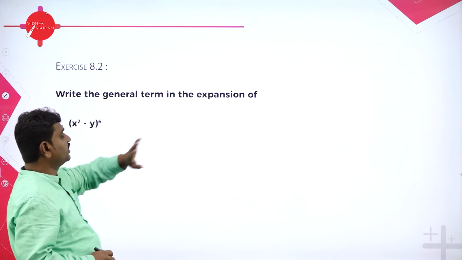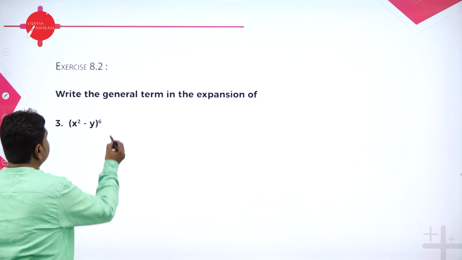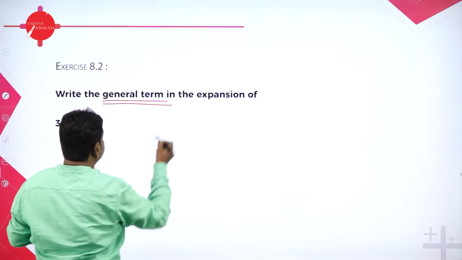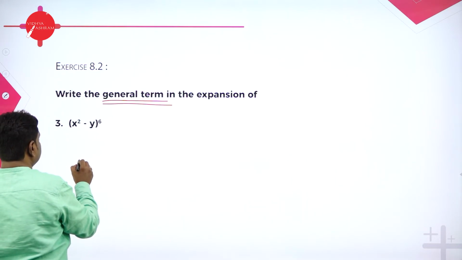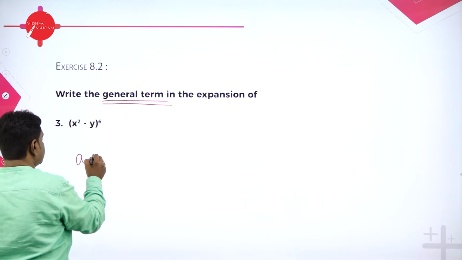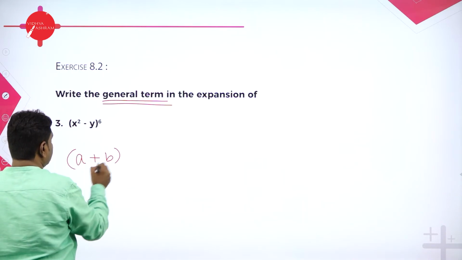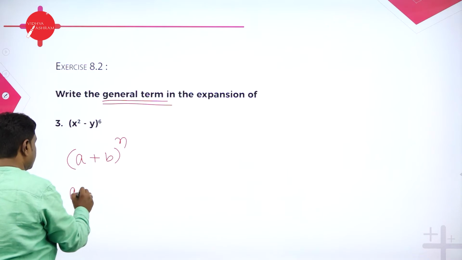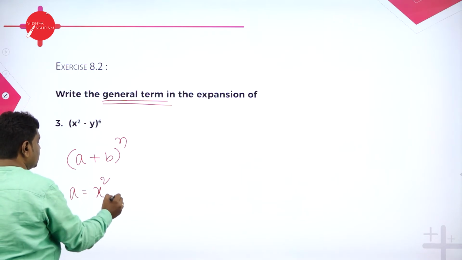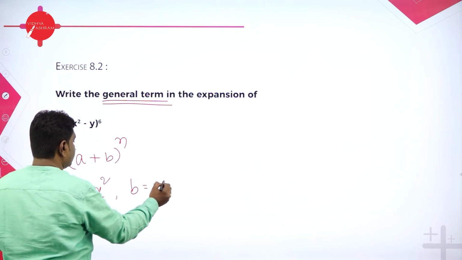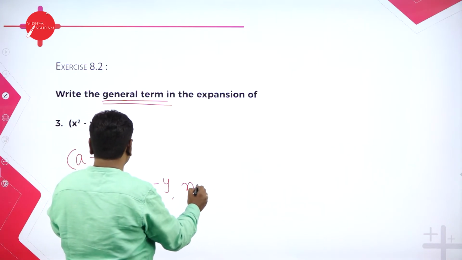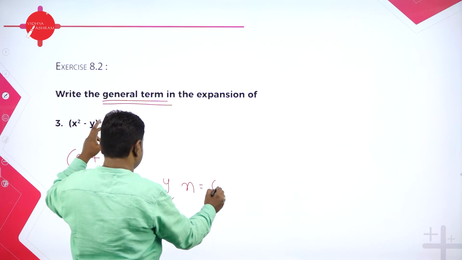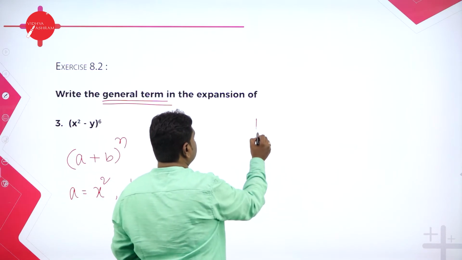Write the general term in the expansion. They want just the general term. So what is the general term? First I will take it as (a plus b) power n and I will compare. What is a we have? In the place of a I have x square. In the place of b I have minus y. And in the place of n, the overall power n is equal to 6.